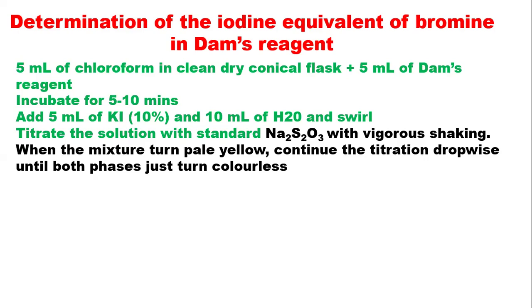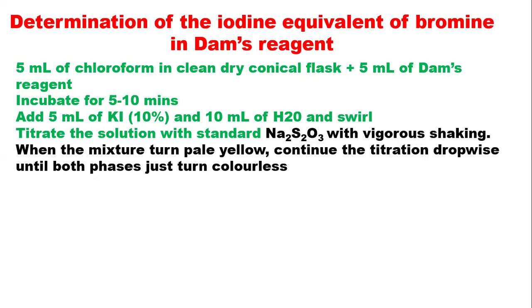Then you keep it in your locker for 5 to 10 minutes. This is an incubation period in order to allow the reaction to take place. After that, you add approximately 5 mls of 10% potassium iodide, and then you add 10 mls of water to each flask. Then you swirl it in order to mix the content.